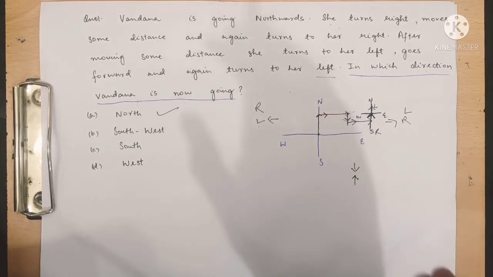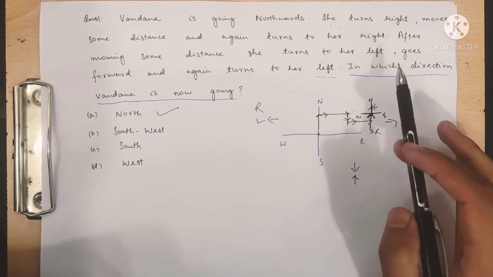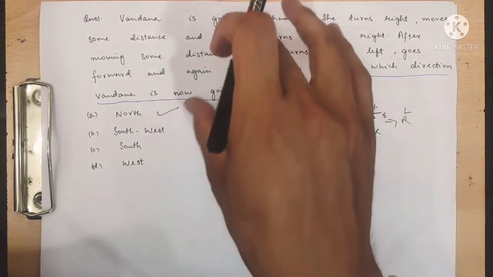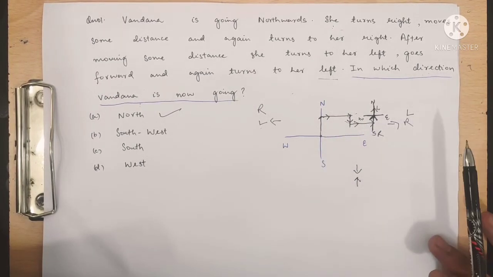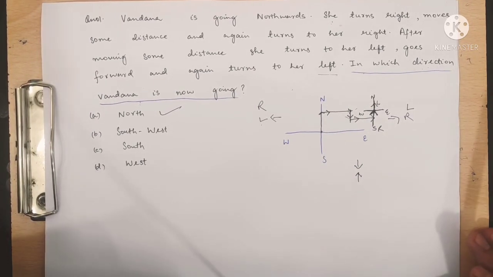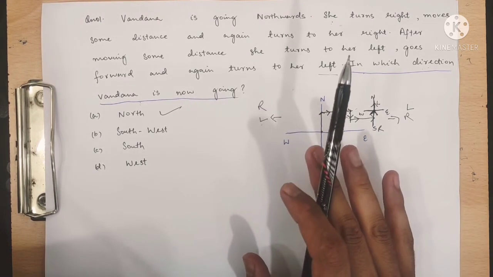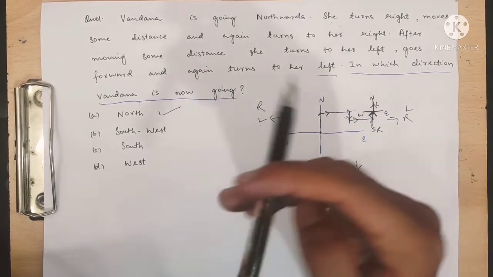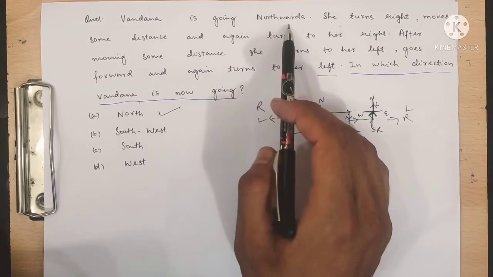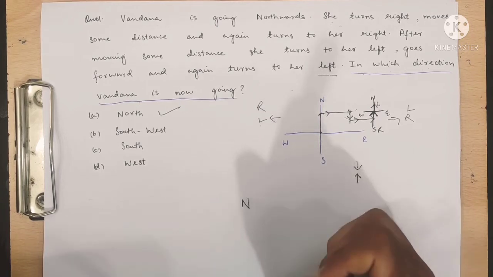Now what's the trick for these types of questions? Whenever there is an examination, you are given this type of question: in which direction is Vandana now going? They ask you in which direction she is going, so you have to find the direction. In these questions, you just have to do one thing. Vandana is going northwards, so you write north here.